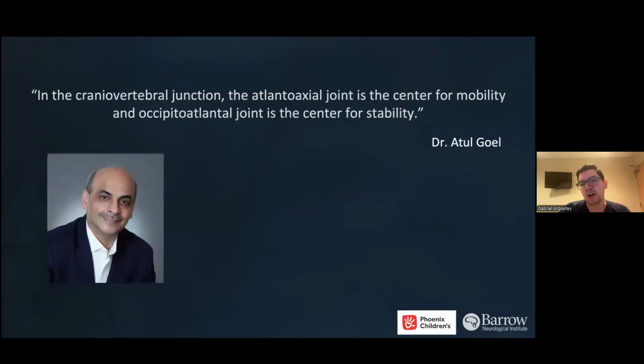So I think a good quote that sums up the differences in these two joints is from neurosurgeon from India, Dr. Atul Goel, who's either the former or the current JNS Spine chairman of the editorial board, most known to me, I don't know about in general, but for the Goel Harms technique for atlantoaxial fusion. He was quoted in a response to one of these papers saying, in the craniovertebral junction, the atlantoaxial joint is the center for mobility, and the OA joint is the center for stability. So I think that's a good way to remember it.